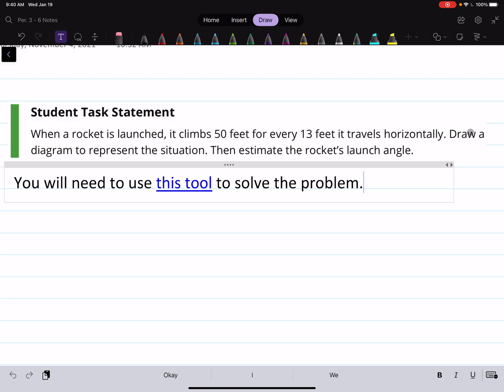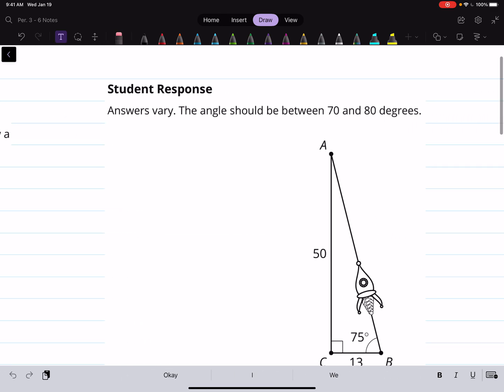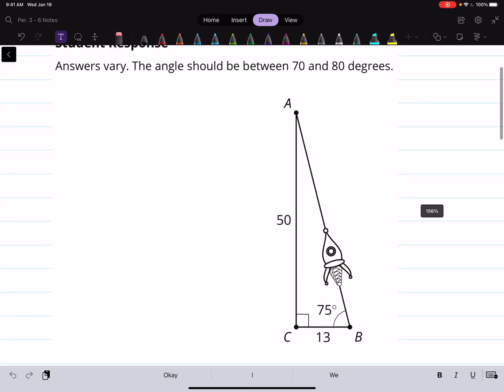So in order for you to solve this problem, you have to draw the diagram, and then you have to estimate the rocket's launch angle. And in order for you to solve this, you actually need to use this tool, okay? And this tool will help you estimate the different angles for the right triangles. So I'm assuming that you guys tried this problem out. So this is what the diagram should look like, okay?